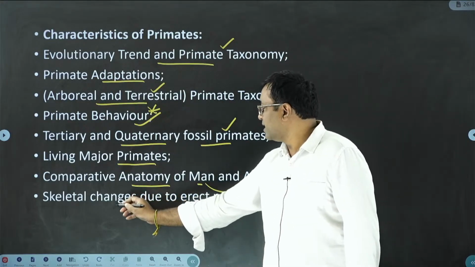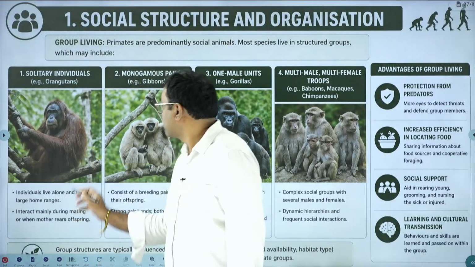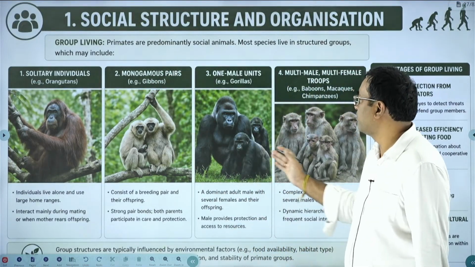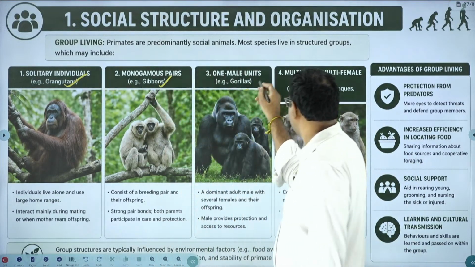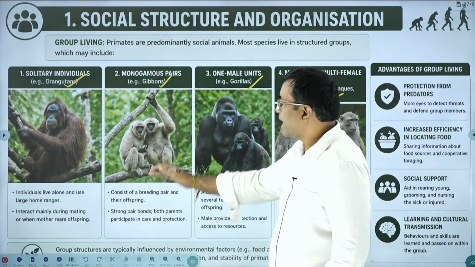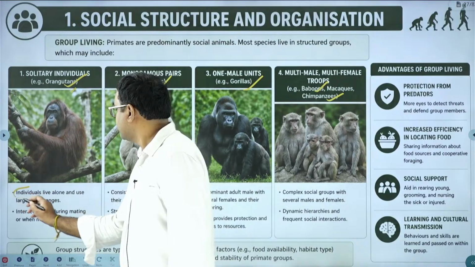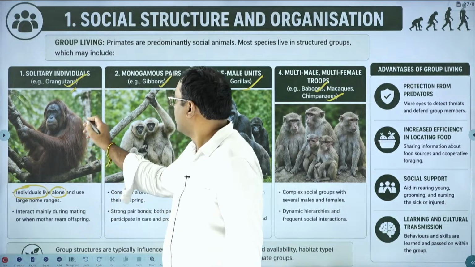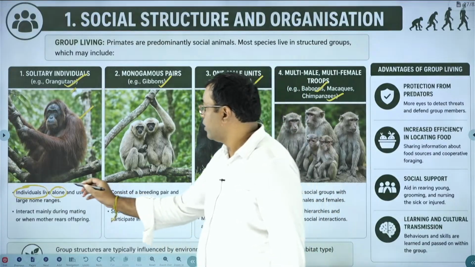What skeletal changes occurred in humans can be discussed as part of this chapter. Here I want to give you a small glimpse of different types of primates. For example, orangutans, gibbons, gorillas, baboons or macaques, chimpanzees. If you see primate behavior, orangutans live individually, all the time alone. They don't mingle with other members of their own species; all the time they want to be alone.